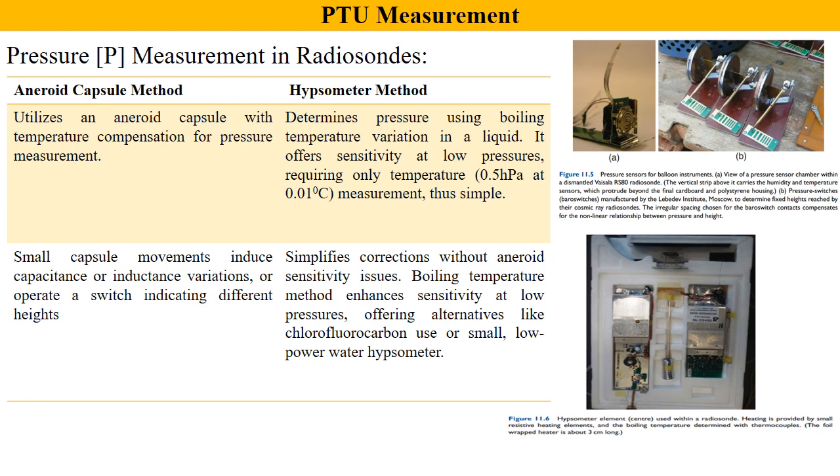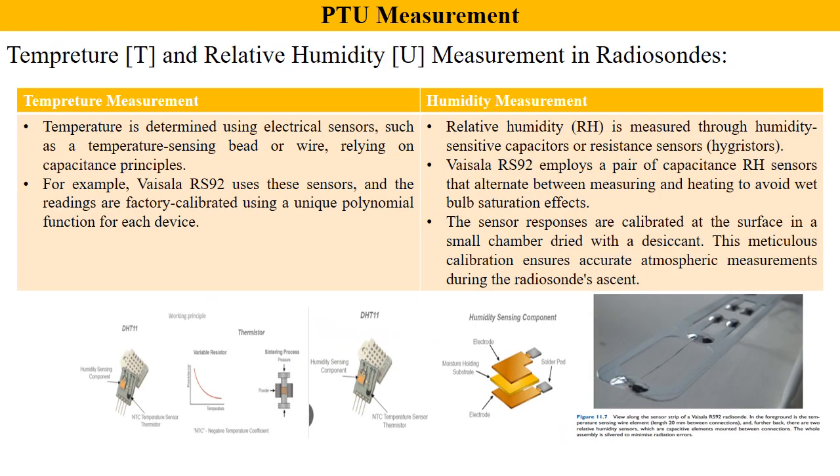Like on the right hand side, you can see how a hypsometer element is used within a radiosonde. Heating is provided by a small resistive heating element, and the boiling temperature is determined with a thermocouple. Okay, so this is mainly the overall pressure measurement. How were they done in a radiosonde back then? But nowadays it's completely a sensor, a very small sensor of around 5 grams that is being used.